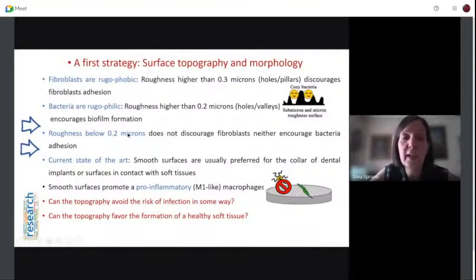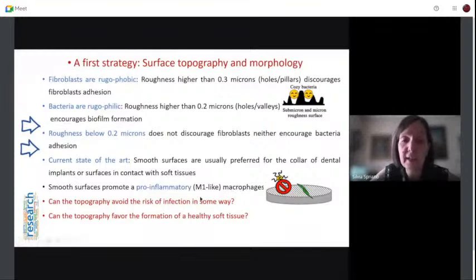So at the end, we have a threshold of 0.2 microns, a roughness able to give good fibroblast adhesion that does not encourage bacteria adhesion. The current state of the art is that usually the collar surfaces of the implants are very smooth in order to prevent bacteria adhesion. But we know that a very smooth surface is able to promote a pro-inflammatory response of macrophages, so it is not actually the best.